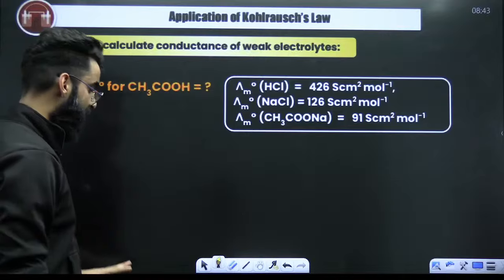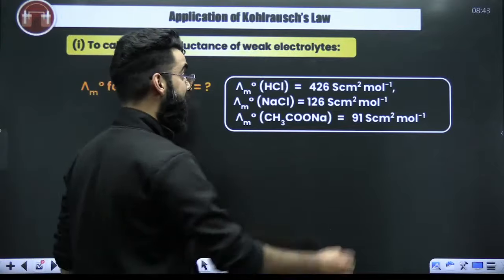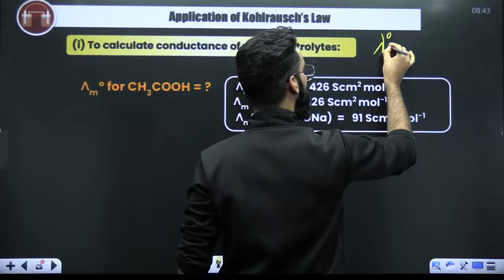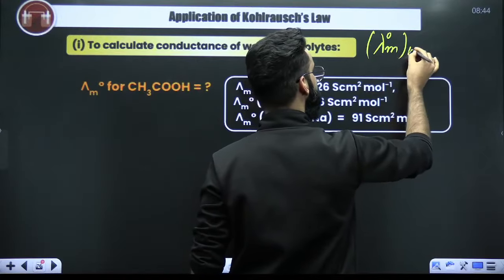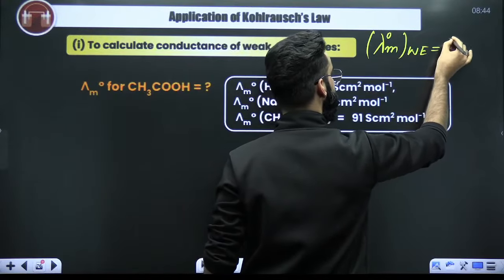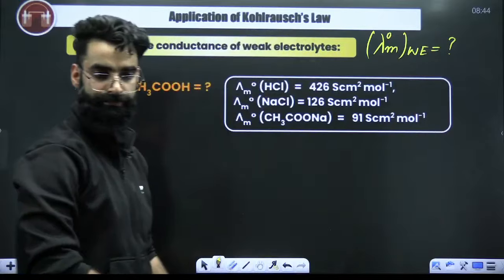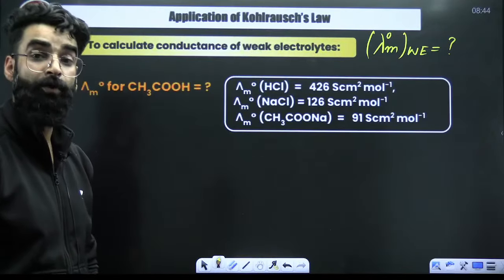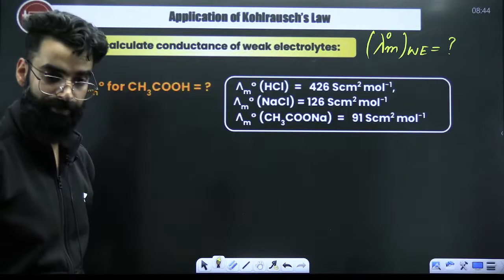To calculate the limiting molar conductivity of a weak electrolyte, you can write it like this. This is the first application of the Kohlrausch law: to calculate the limiting molar conductivity of a weak electrolyte, to calculate the molar conductivity at infinite dilution of the weak electrolyte.